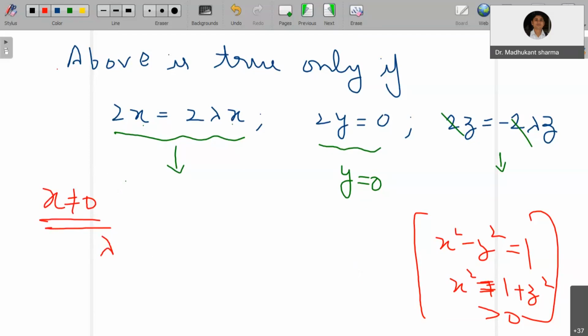So then certainly you have lambda equals 1. Now the third equation, z equals minus lambda z, is true when lambda is 1, so z equals minus z. That is possible whenever z is 0. So what you observe is as follows: lambda equals 1, y equals 0, and z equals 0. These three things, and x is non-zero.